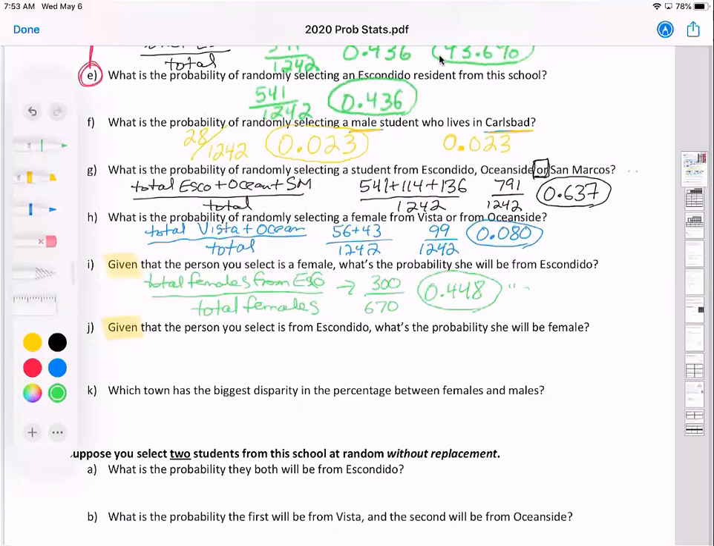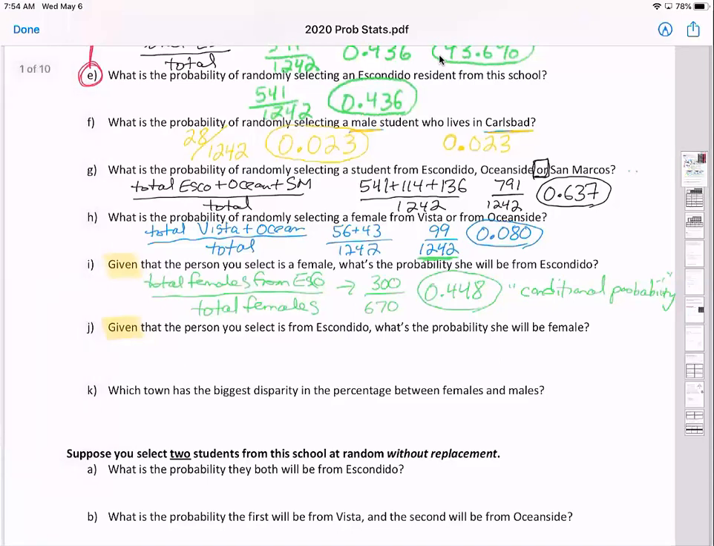This is called a conditional probability. A conditional probability is one where you're not dividing by the total number, 1242, but you're dividing by a subset of that 1242, a smaller part of that 1242. And here we divided by 670. And I want to show you that even though letter J sounds similar to that, it's going to be a different probability, or probably will end up being a different probability.